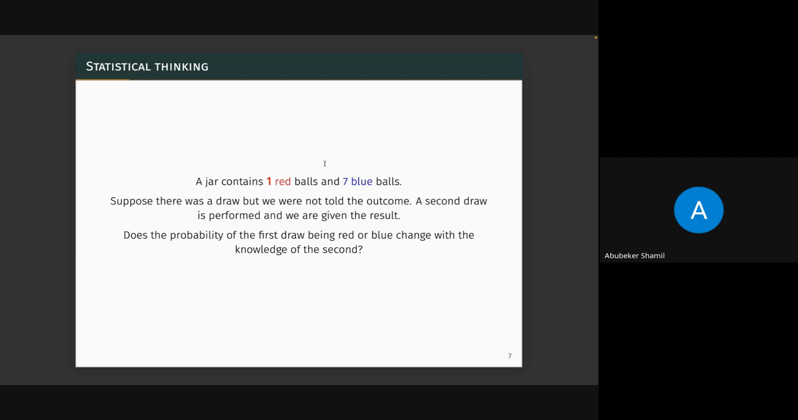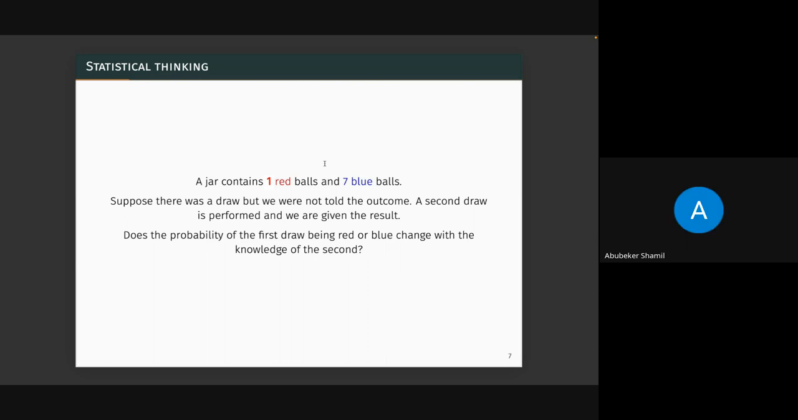Okay, I think the probability of knowing the outcome would change. No, you are replacing the question. I'm saying you now see the second result, and I'm asking whether the probability of the first one changes, the one you didn't see. Okay, so I think yes. The probability of the first draw being red or blue changes with the knowledge. Why do you think that's the case?